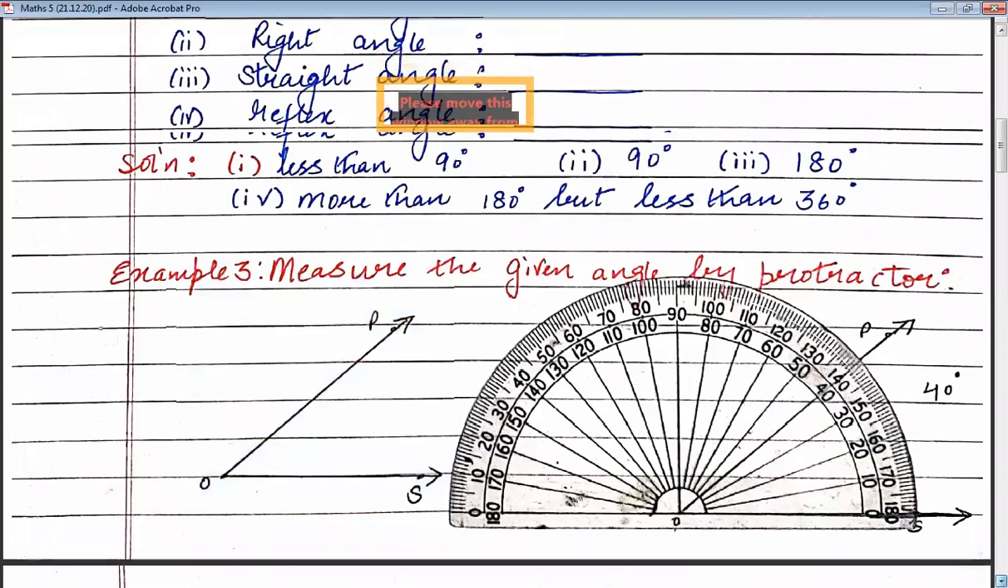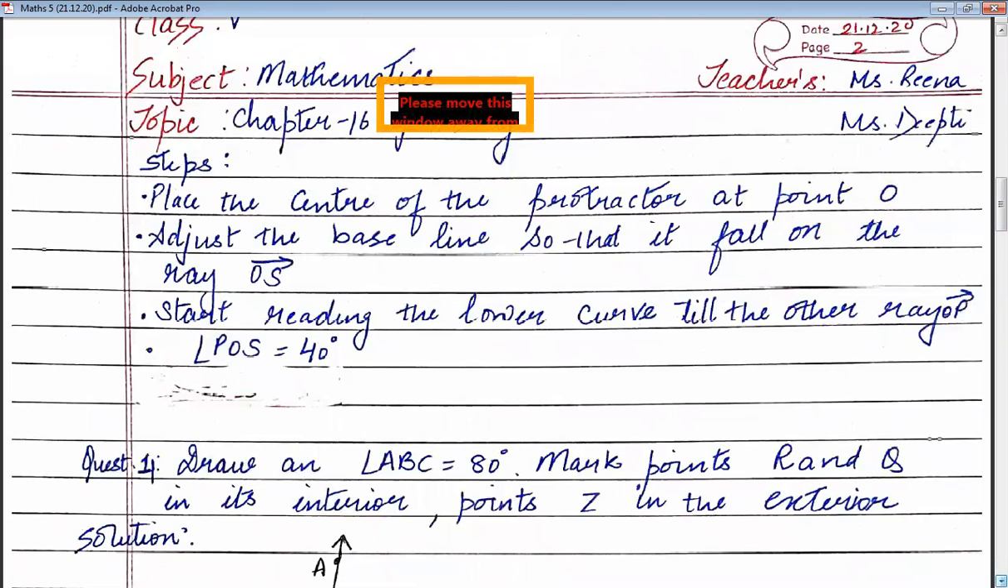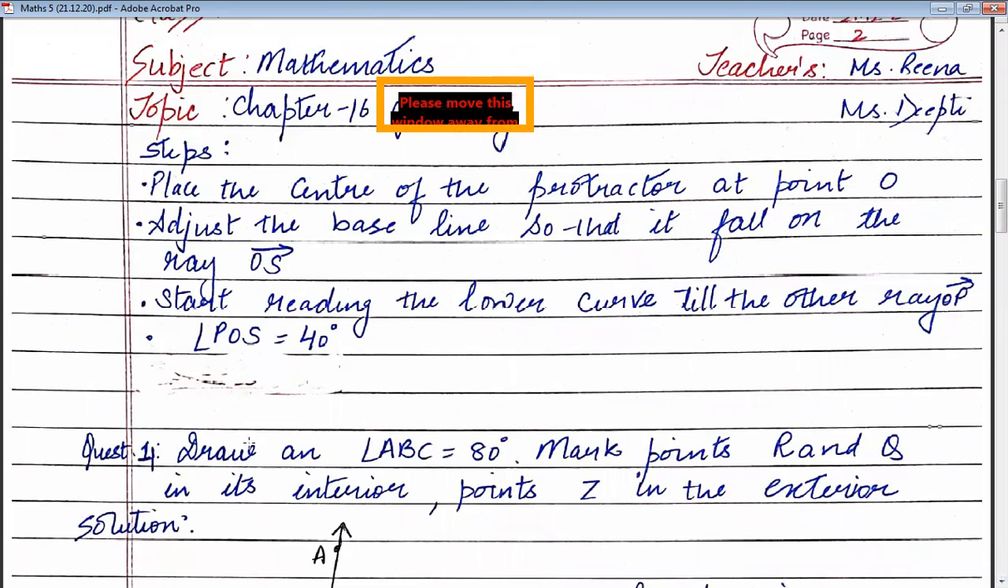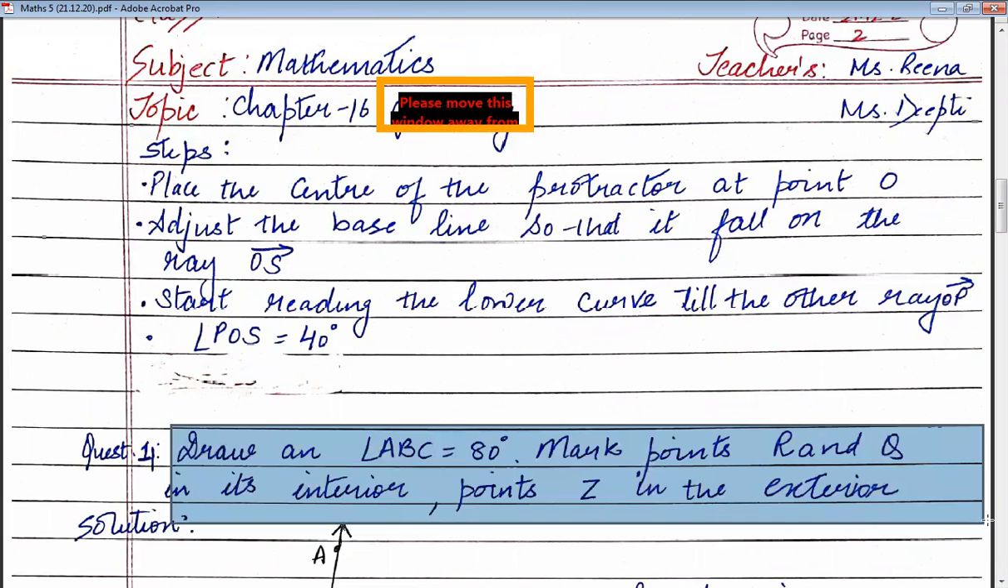Now let's move on to the next question, that is question number 4. Now what is your question number 4? Draw an angle ABC equal to 80 degrees. Mark points R and Q in its interior and Z in the exterior.